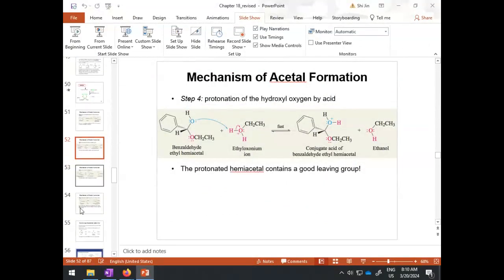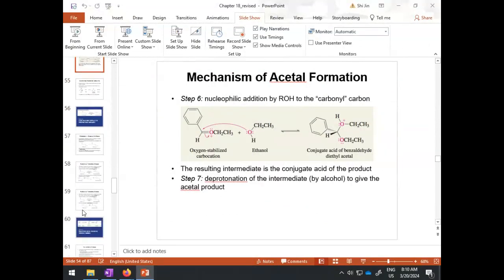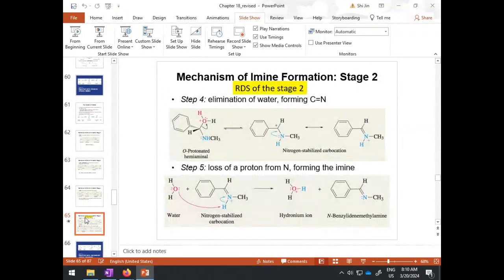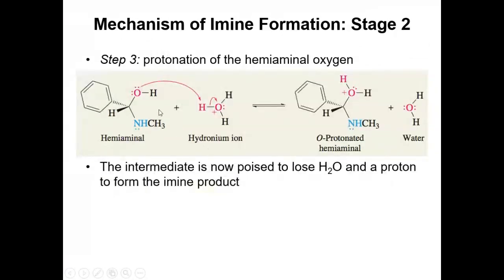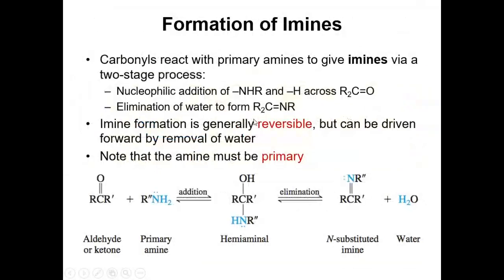So logically, the second stage will proceed faster in a more acidic environment. But what about the first stage? The second stage, because the formation of carbocation is rate limiting, and this formation of carbocation needs the assistance of acid, an acidic environment is good for the second stage. So this elimination is faster in a more acidic environment. What about the first stage?